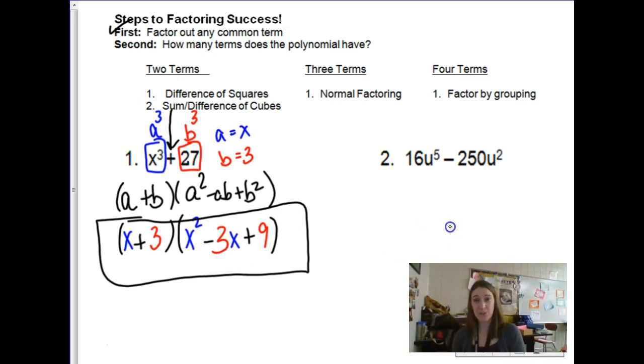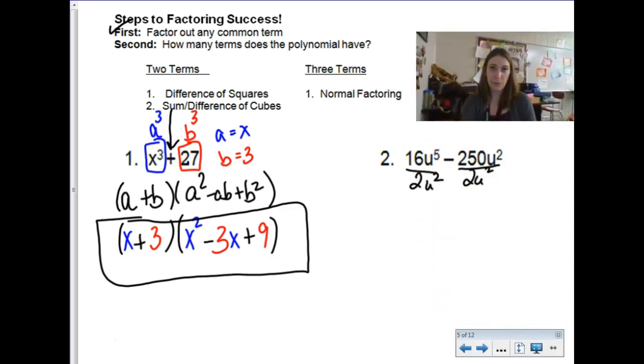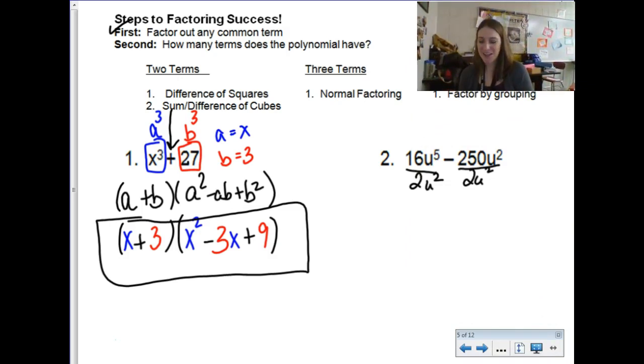Alright, this next one is a little more exciting. It will have a common factor that we're going to take out. 16 and 250. Oh goodness, let's see. I know they're both divisible by 2 because they're even. And I think that's all they're divisible by as far as coefficients. So we're going to take out a common 2, and I also see a u squared. So the first thing we're going to do is undistribute that 2u squared. I'm definitely going to have to move my face out of the way. There we go. So taking out a 2u squared to the front of the problem is my first step of factoring. And that's going to leave me with 8u to the third minus 125.